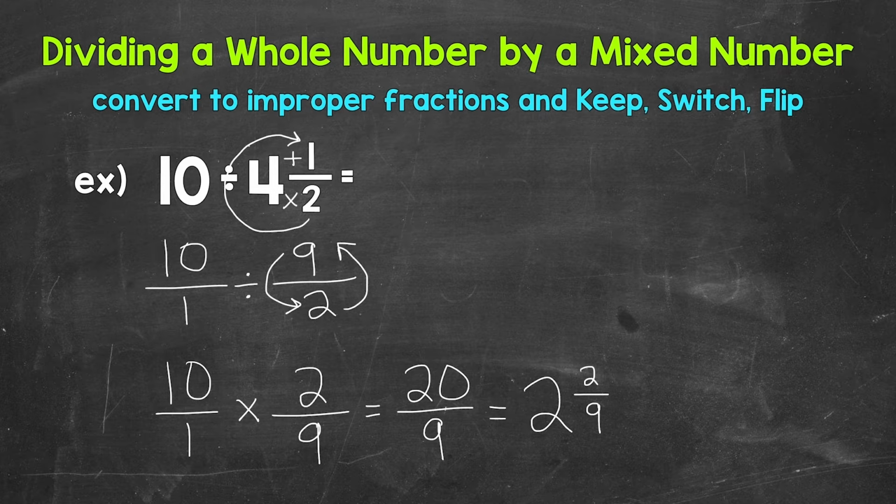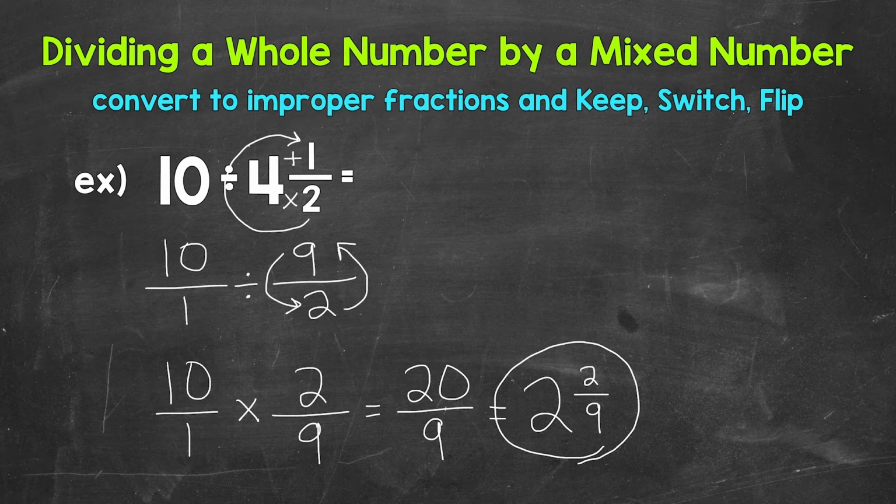We can always look to see if we can simplify the fractional part of a mixed number. The only common factor between 2 and 9 is 1, so this is in simplest form, and we are done. 2 and 2/9.